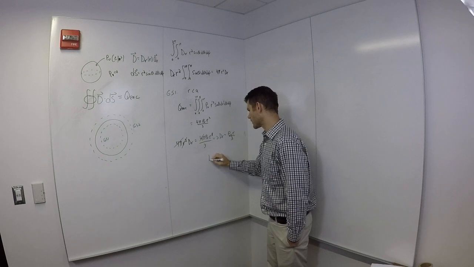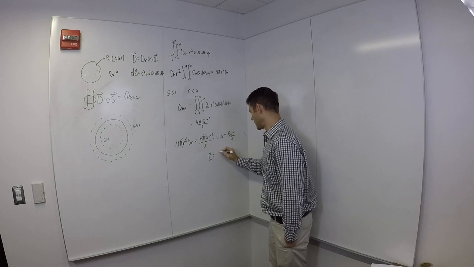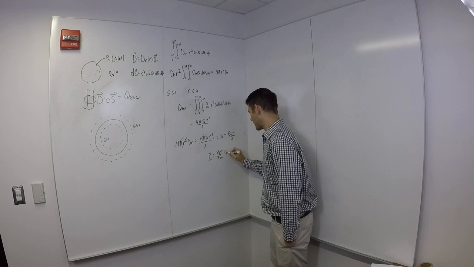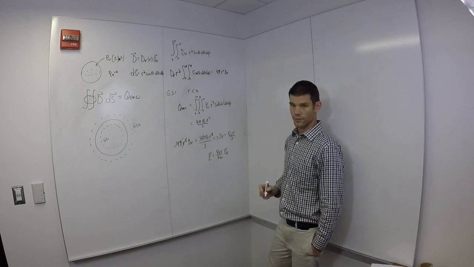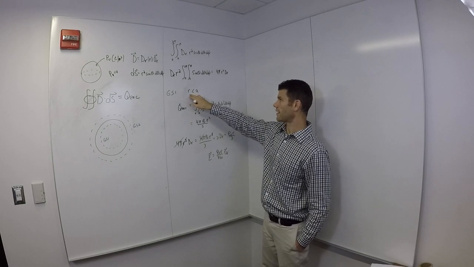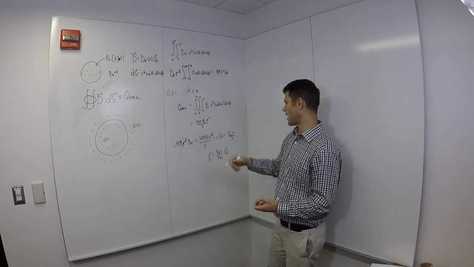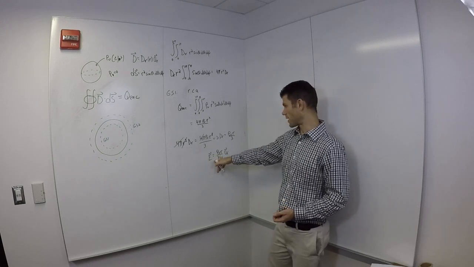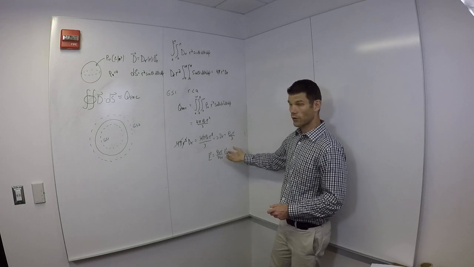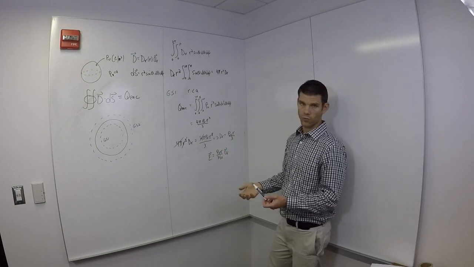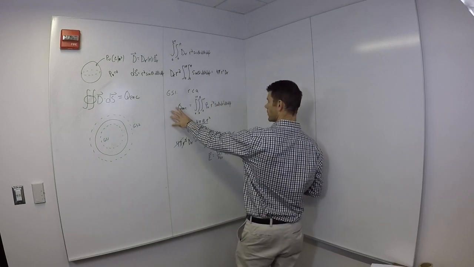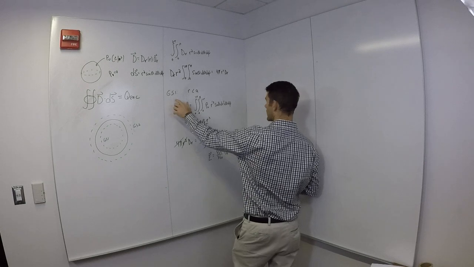And then we can say E is simply equal to rho sub v times r divided by 3 epsilon naught, directed in the a_r direction. This is only for the bounds when r is less than a, so r goes from 0 to a. This is our equation for the electric field intensity. We can see the further away we get from the center, the field starts strengthening because we're enclosing more and more charge.